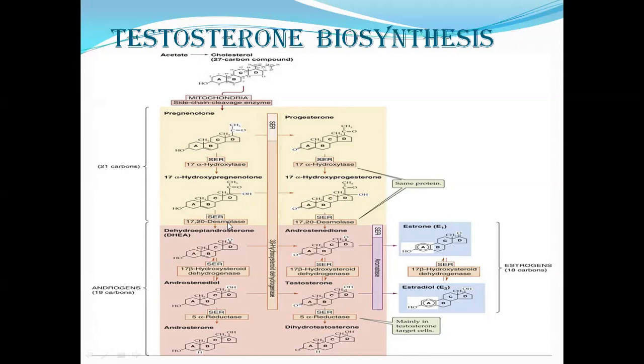Now the next enzyme is again desmolase, because this side chain has to be removed. From here onwards, we see that they become 19 carbon atom compounds, because the 2 carbon side chain is removed. So from 21 carbon atoms, this becomes 19 carbon atoms, and DHEA, dehydroepiandrosterone, is also a very potent androgen. This is secreted in the adrenal cortex also, and androstenedione is also present in the adrenal cortex. And then from here, by 17-hydroxysteroid dehydrogenase, there is interconversion.